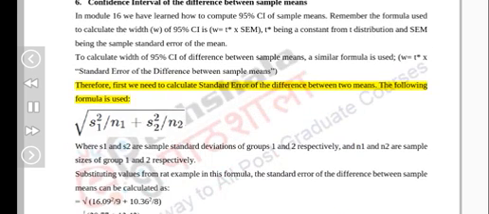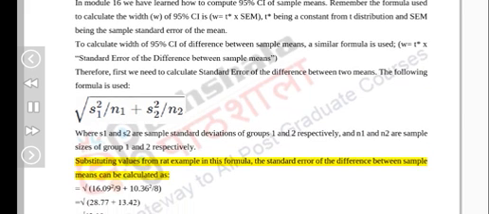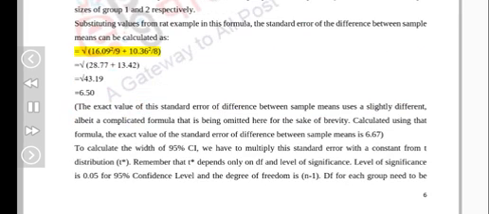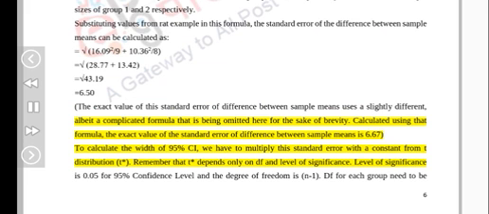The following formula is used, where S1 and S2 are sample standard deviations of groups 1 and 2 respectively, and N1 and N2 are sample sizes of group 1 and 2 respectively. Substituting values from rat example in this formula, the standard error of the difference between sample means can be calculated as equals square root 16. The exact value of this standard error of difference between sample means uses a slightly different, albeit a complicated formula that is being omitted here for the sake of brevity. Calculated using that formula, the exact value of the standard error of difference between sample means is 6.67.